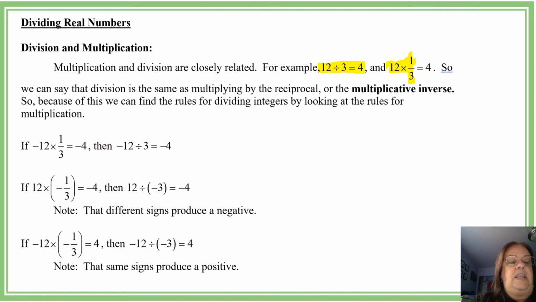Okay, so if negative 12 times 1/3 is equal to negative 4, then negative 12 divided by 3 is negative 4. If 12 times negative 1/3 is negative 4, then 12 divided by negative 3 is negative 4. Different signs produce a negative. Negative 12 times negative 1/3 is equal to 4. Then negative 12 divided by negative 3 is a positive 4. Again, same sign. Notice they're both negatives, and I get a positive answer.